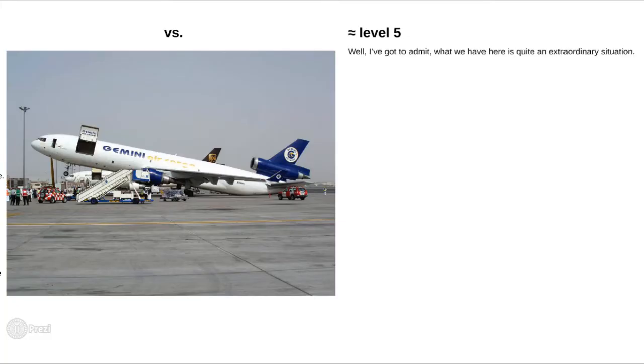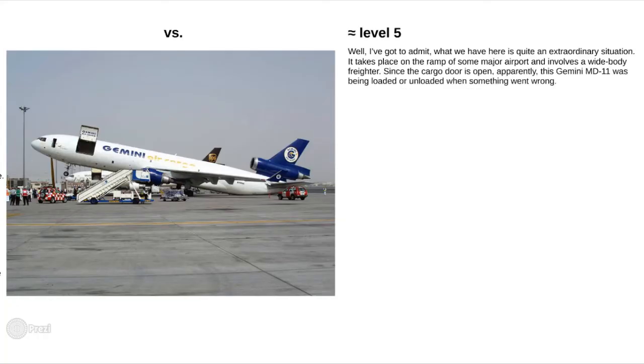Well, I've got to admit, what we have here is quite an extraordinary situation. It takes place on the ramp of some major airport and involves a wide-body freighter. Since the cargo door is open, apparently this Gemini MD-11 was being loaded or unloaded when something went wrong.